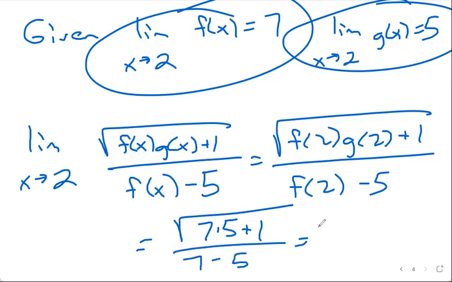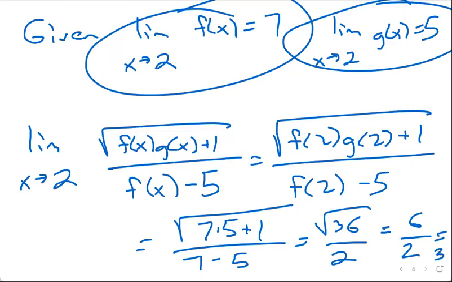7 times 5 is 35 plus 1 is the square root of 36, so 6 on top, 2 on the bottom, and that answer will be 3. So as ridiculous as it may look, start by substituting in and seeing what you obtain with these types of limits.